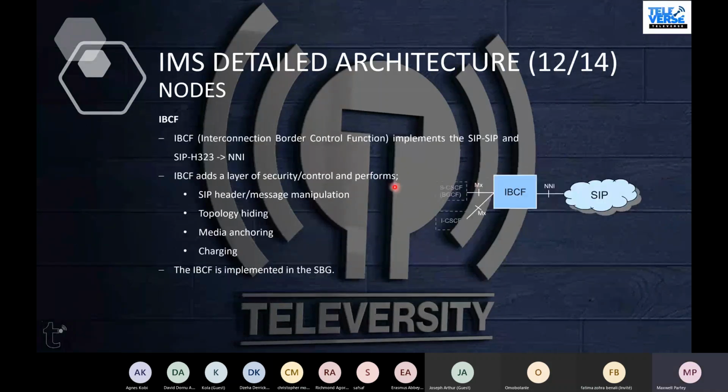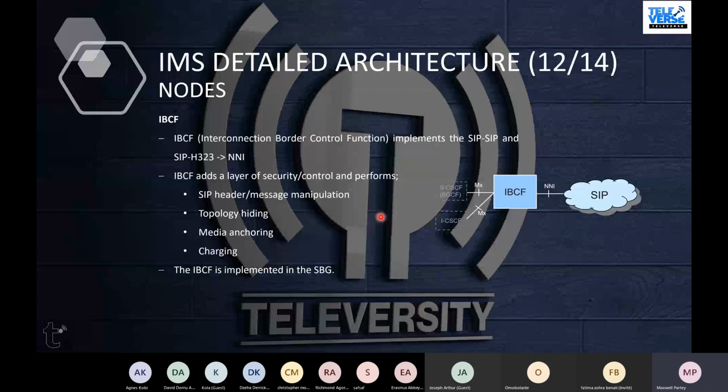The IBCF implements the SIP. I've already mentioned it when I was talking about the breakout gateway control function. Okay, so if I want to connect to another network, right? I want to be able to connect to another SIP network. The node that implements the NNI functionality to be able to connect to the other SIP network is the IBCF. So that is what the IBCF is.